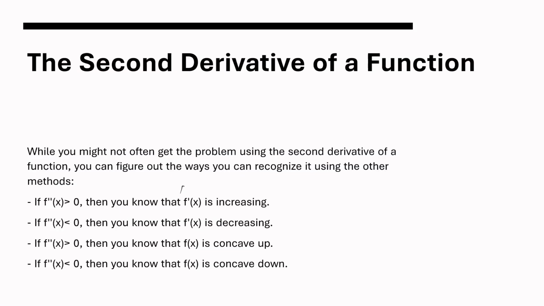Onto our last little snippet. You're usually not given, at least in my experience, the second derivative and have to find the first and the second. But if you have to, all you have to do is cycle back, use the other stuff, and reverse it. If f double prime x is greater than 0, you know that f prime x is increasing. Same for when it's less than 0, it's decreasing. And then you'll be able to figure out if the original function is concave up or down based off of the positivity or the negativity as well.